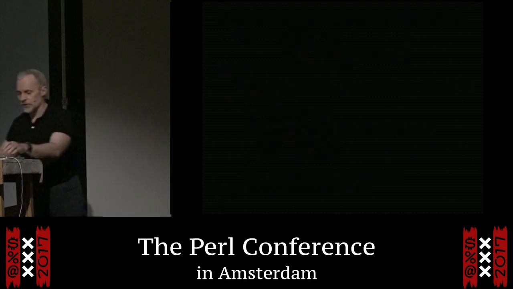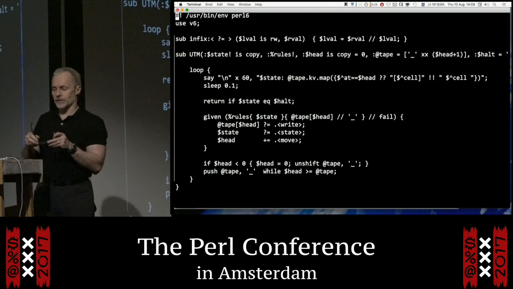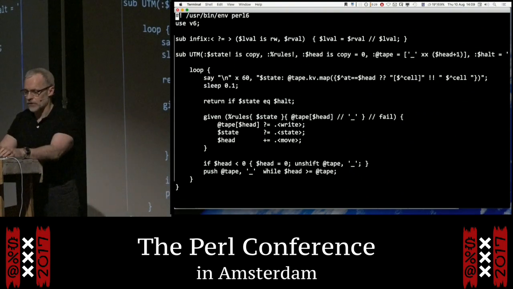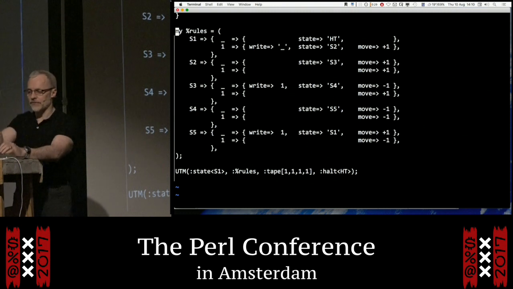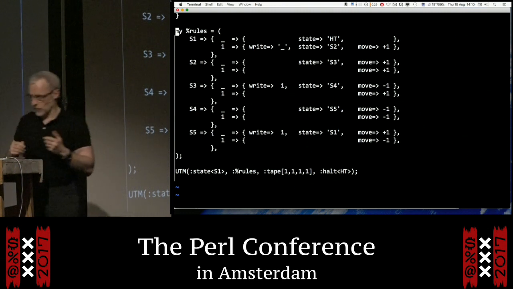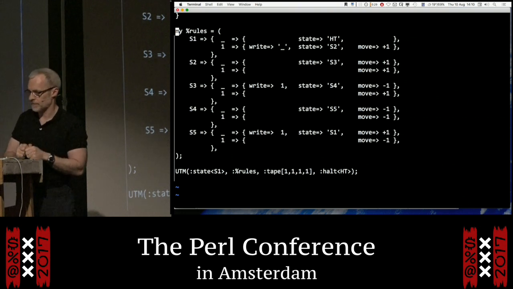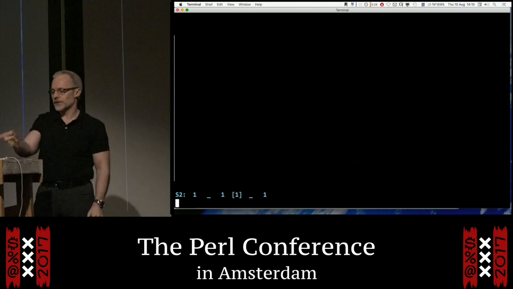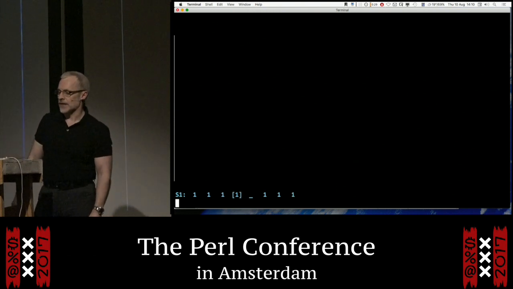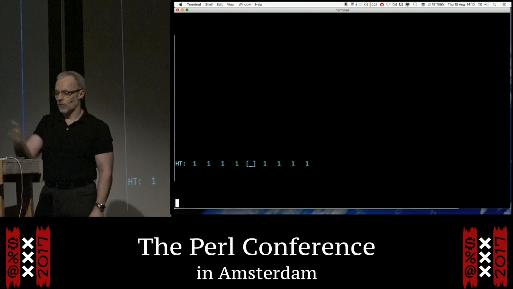So let me show you this thing in operation. So here's all that code. And here's a set of very simple rules. This is the set of rules that Turing wrote as the very first Turing machine. And it's simply the Turing machine that takes a tape and duplicates what's on the tape.